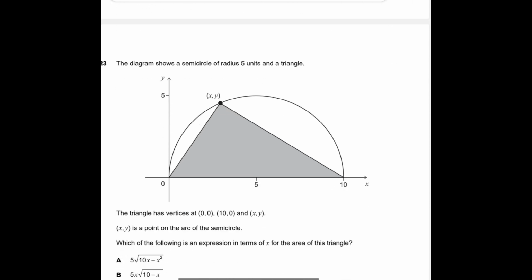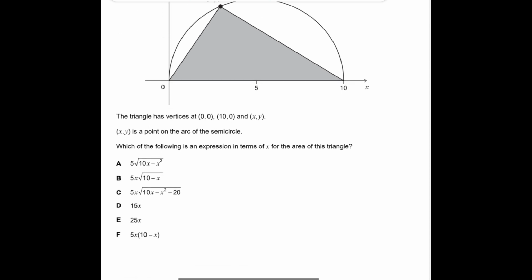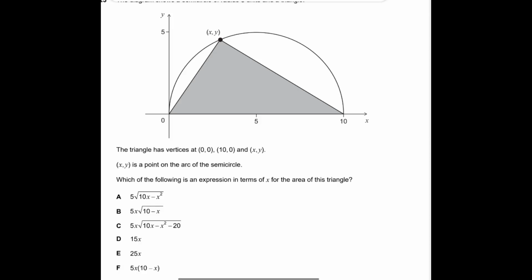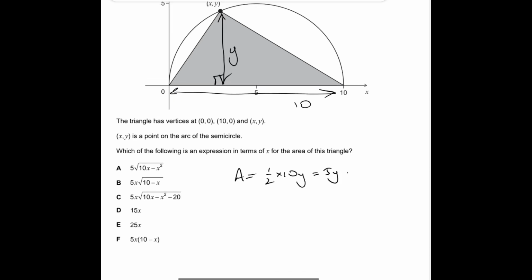Diagram shows a semicircle of radius 5 units and a triangle. Okay. Expression in terms of x for the area of this triangle. So the triangle is going to be, that's the perpendicular height y. This is 10. So area is going to be half times 10y, which is 5y. Now we just need y in terms of x.